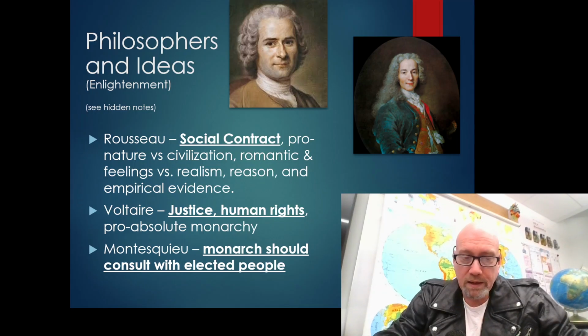Okay, so we mentioned already the social contract. Rousseau believed in this idea of a social contract. He was pro-nature versus civilization. He was romantic in his philosophy. Some philosophers disagreed with him. Voltaire disagreed with Rousseau. He leaned towards reason, realism, and empirical evidence versus feeling. Voltaire advocated for some justice and human rights, but he was pro-absolute monarchy.